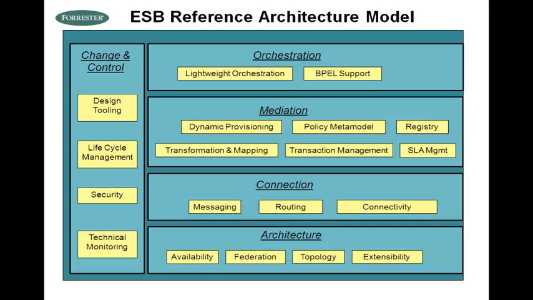Here's our ESB reference architecture model that we use to explain the features that an ESB should provide. There are multiple layers here we'll go over quickly. You have an architecture layer at the bottom, which deals with issues like availability, federation, topology, and extensibility of the product. We look at connection, which deals with messaging, routing, and connectivity.